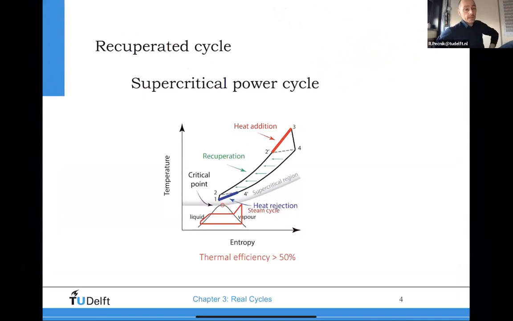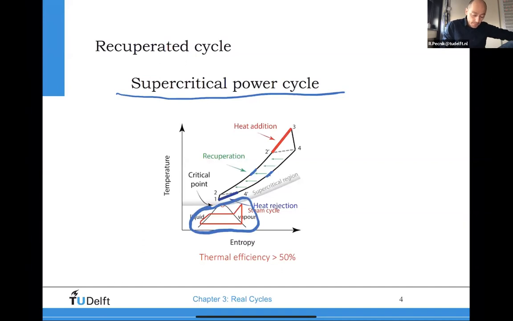Then where would you use a recuperated cycle? The idea of a recuperated cycle has of course been out there for a long time, but adding these big heat exchangers between a low pressure side and a high pressure side makes it quite expensive. So the heat exchanger equipment can become very expensive. So it's not very useful to implement a recuperator in a normal gas turbine, for example. But in a special cycle, it is essential to use it. And this is what I call here the supercritical power cycle. It's being developed in the US and other places in the world where they want to use it instead of a Rankine cycle, the red one here, in the temperature entropy diagram.